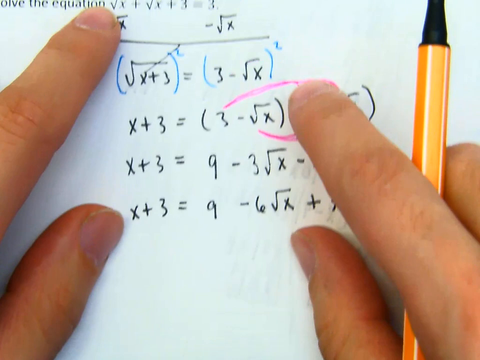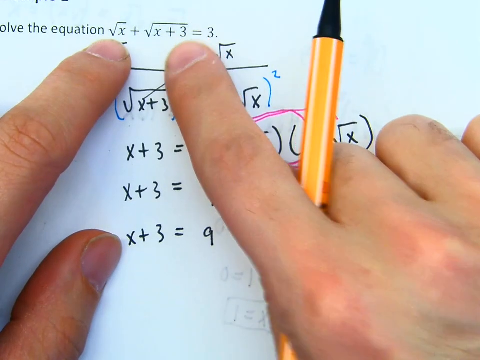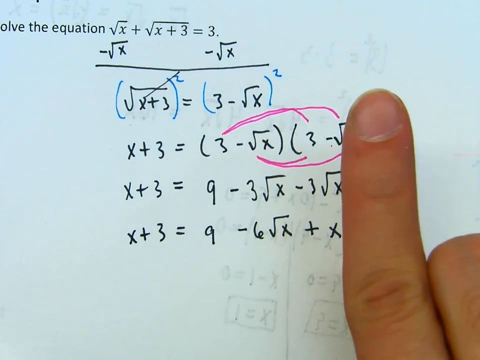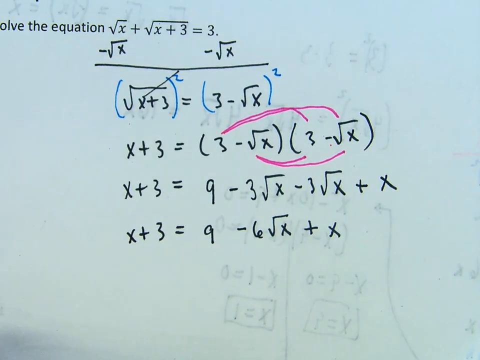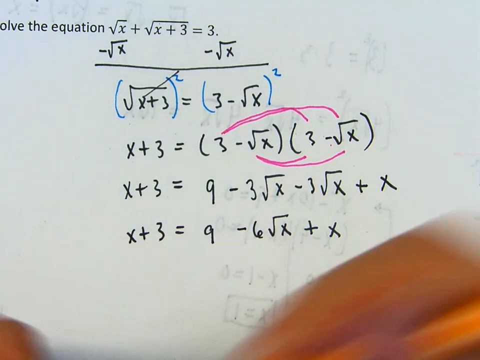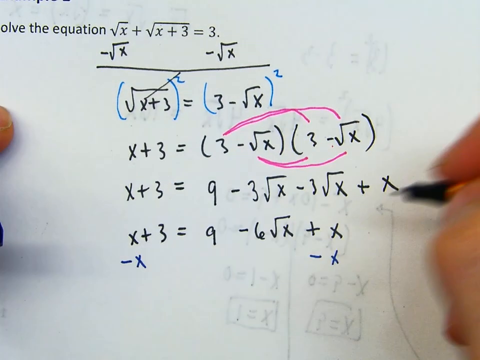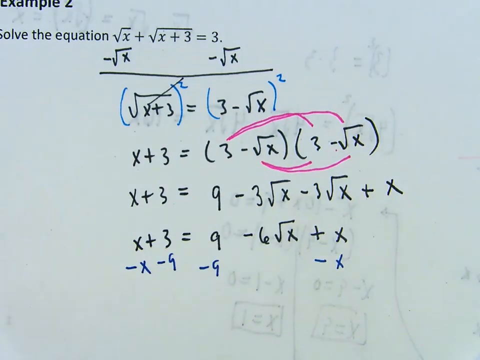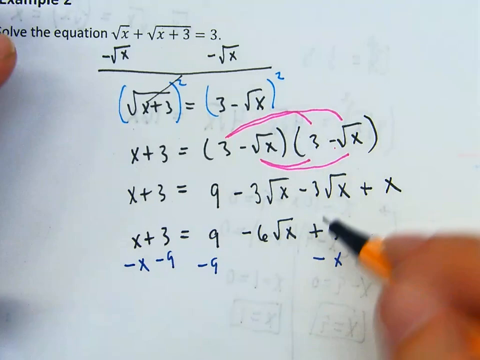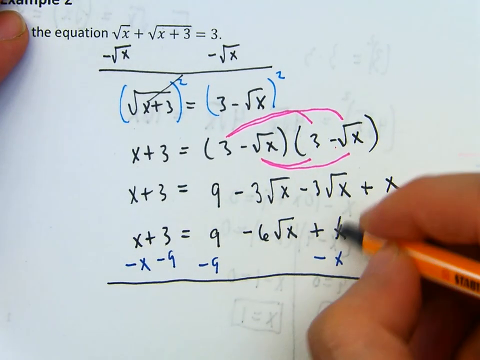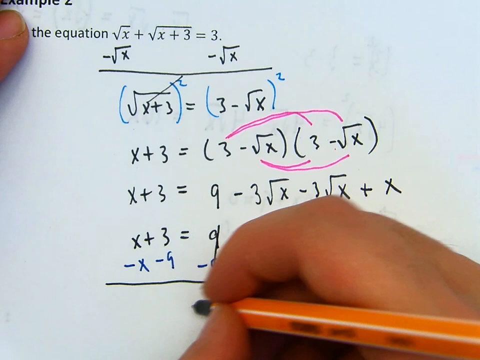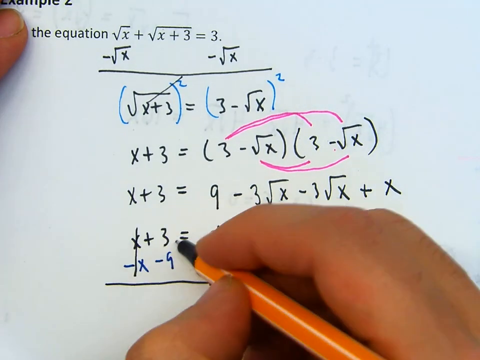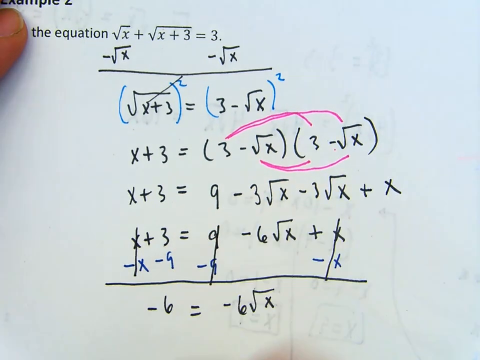Notice when we started the problem, we had 2 radicals, and we couldn't get a radical by itself. But now you have one single radical, so you can get this radical by itself. How would you do it? Right? So you do minus x, minus 9, minus 9. The idea is to get this negative 6 radical x by itself. So notice this is 0, and what are you left with on the right side? You're left with negative 6 radical x. And then this is 0, and what's 3 minus 9? It is negative 6.